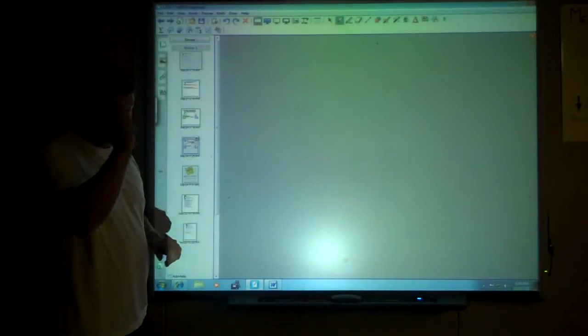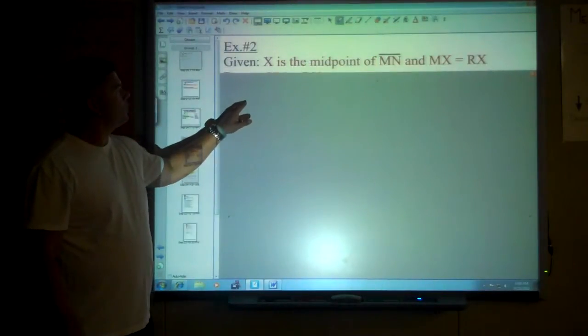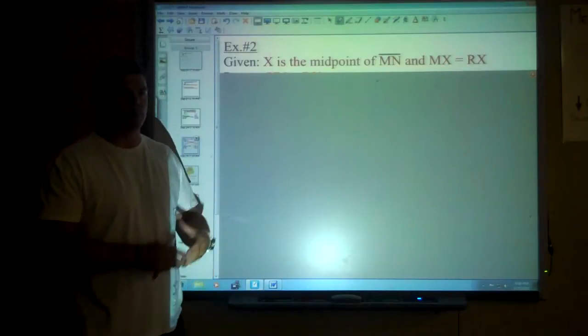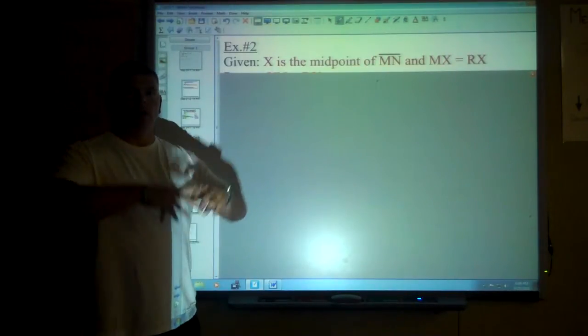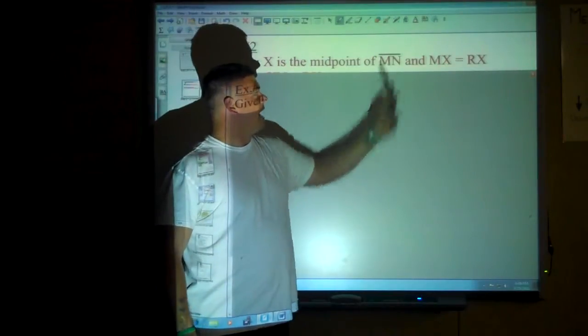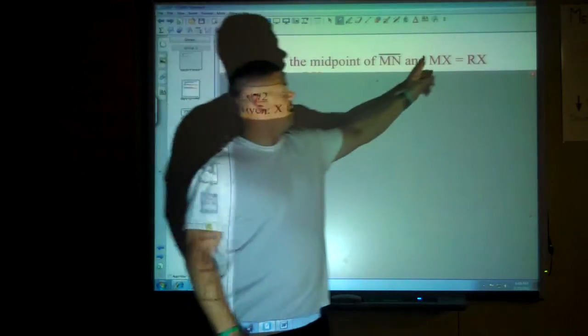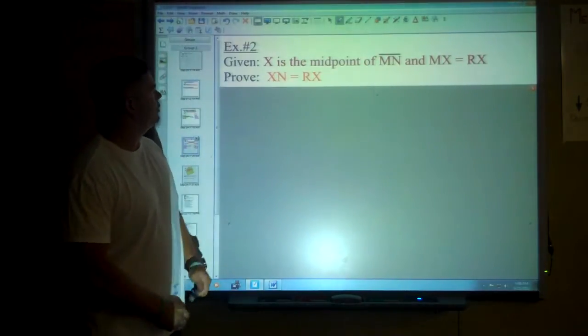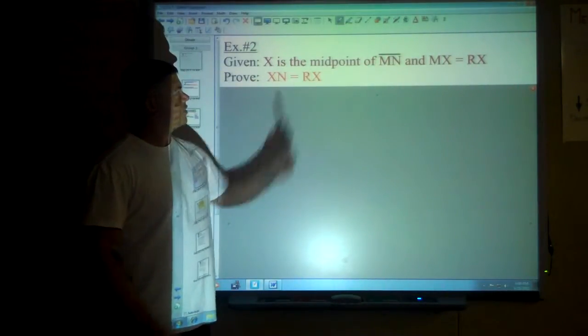All right, one more dealing with line segments. We now know that we have X as the midpoint. So what do we think about midpoint? Midpoint means like middle. And if it's in the middle, then both the sides have to be equal. It is the midpoint of M to N. We also know that M to X and R to X are exactly the same value. We are trying to prove that from X to N is the same as R to X.